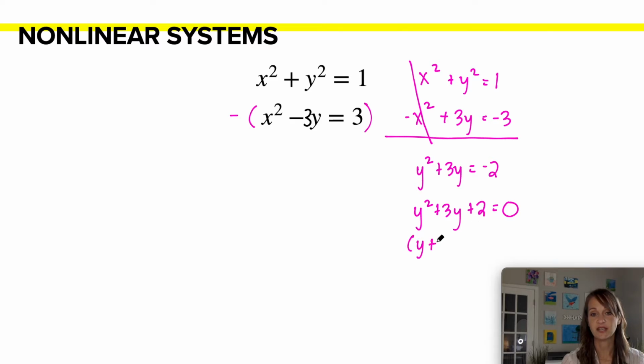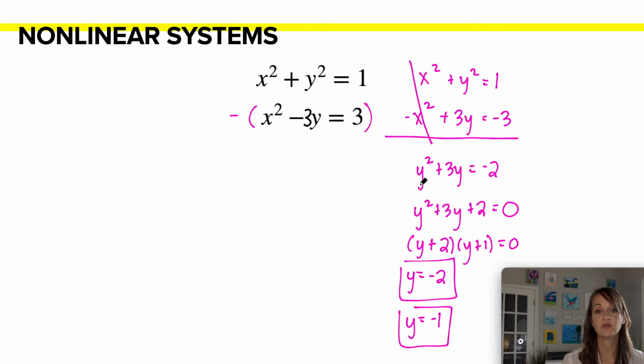This factors into y plus 2 times y plus 1 equals 0. Therefore, y equals negative 2. Y could also equal negative 1. So what we need to do is plug negative 1 back into an equation to see what the answer is, and then plug negative 2 back into the equation. So let's start with negative 2. If y equals negative 2, I'm going to plug it into the top equation. I will get x squared plus a negative 2 squared equals 1. So x squared plus 4 equals 1.